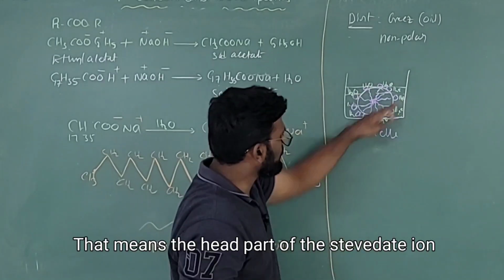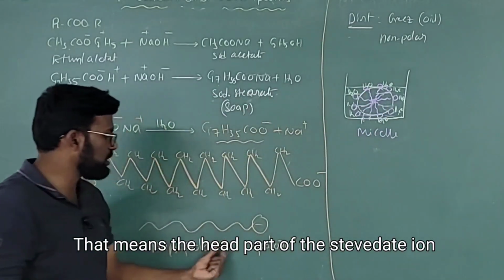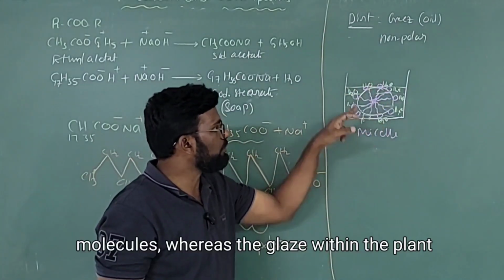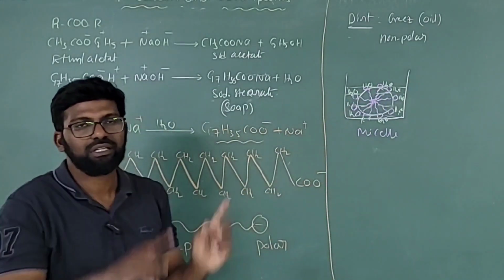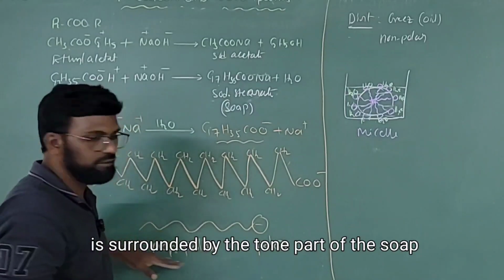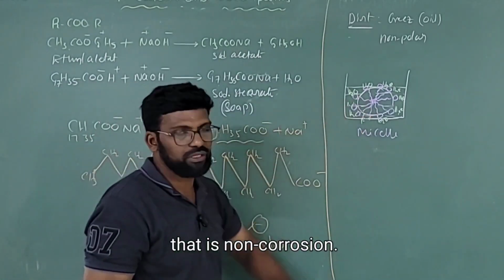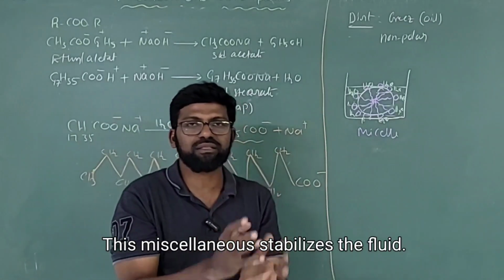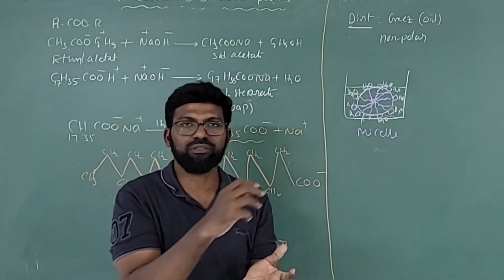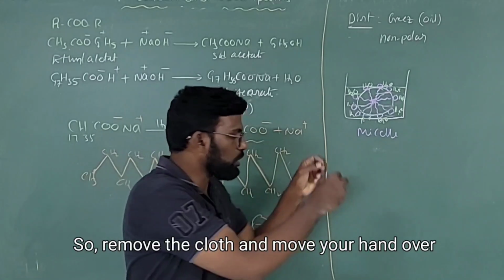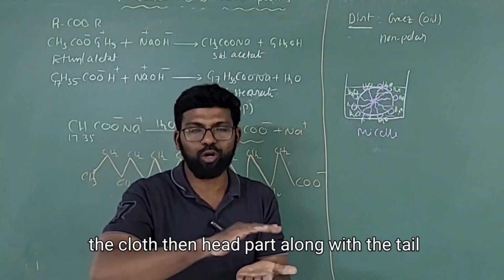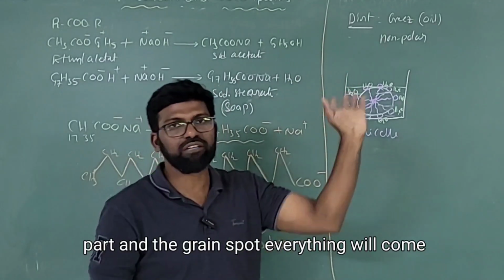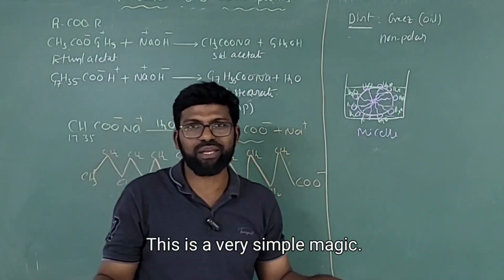That means the head part of the stearate ion or soap ion is combined with water molecules, whereas the grease within the cloth is surrounded by the tail part of the soap, that is non-polar part. This is how a big micelle will be formed. This micelle stabilizes the dirt within the cloth. So when you remove the cloth and move your hand over the cloth, then head part along with the tail part and the grease part, everything will come out. This is a very simple magic.